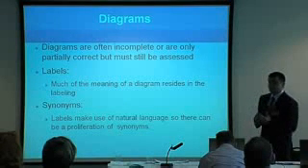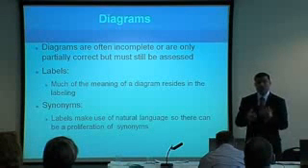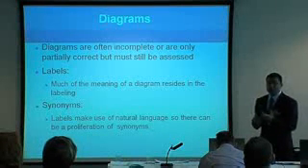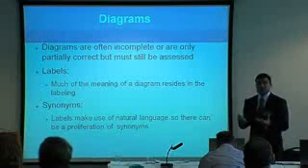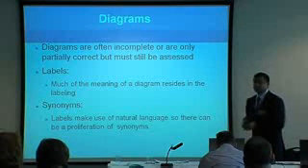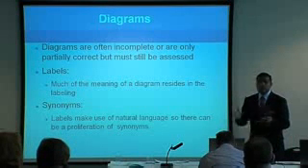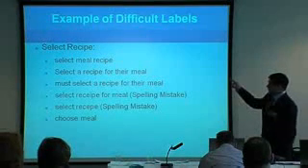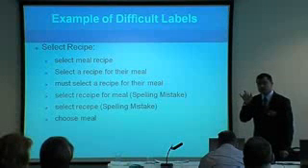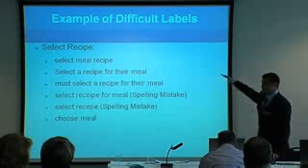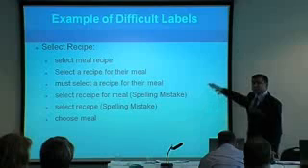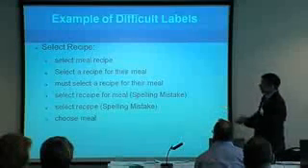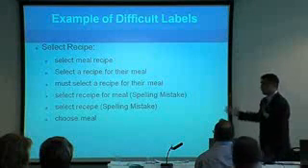And the second problem is that much of the meaning of a diagram lies in the labels that have been used in the diagram. But the choice of labels is largely unrestricted, which means students can use whatever label they wish to choose. So just to give you an example, if select recipe is one of the labels in the diagram, then these are the different labels that the students have chosen in the coursework that we have evaluated. So one is select meal recipe, select recipe for the meal.